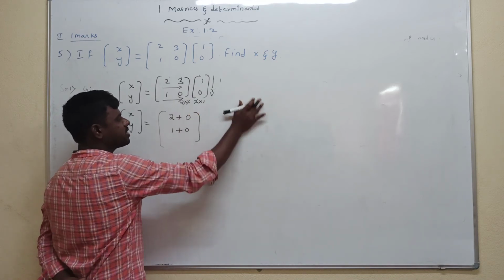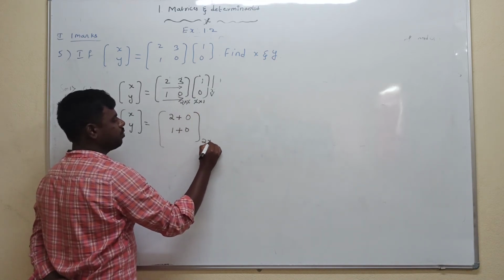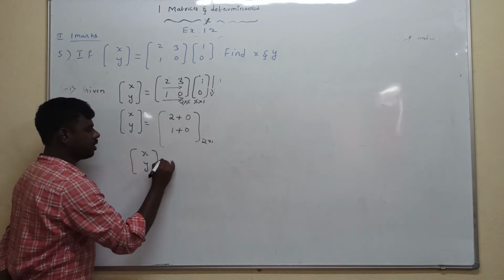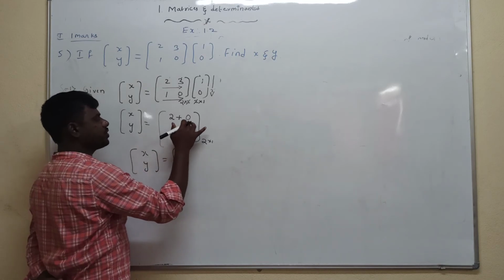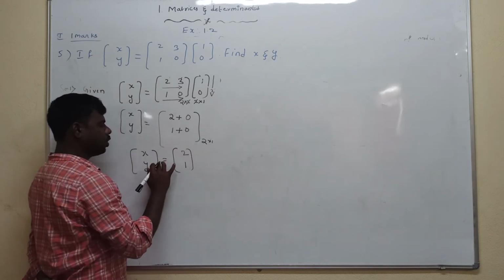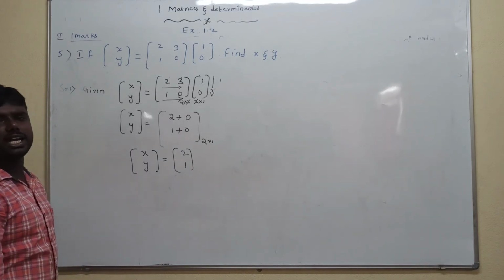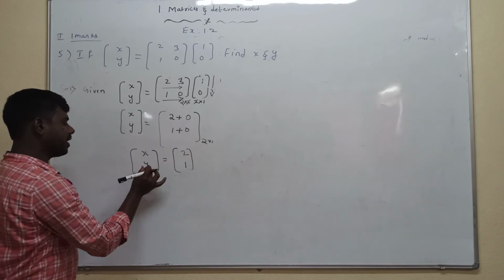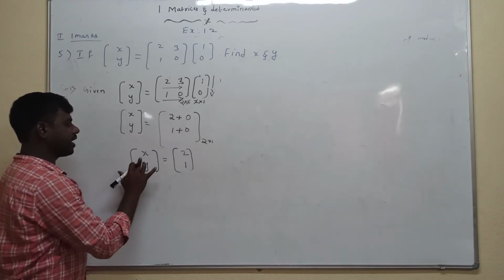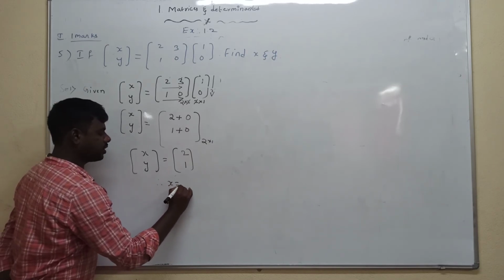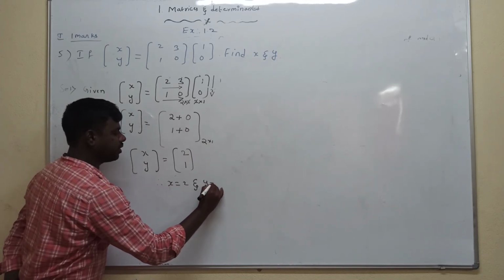So what is the order of the matrix? This one is 2 by 1. [x, y] is equal to [2 plus 0, 1 plus 0], that is [2, 1]. Now those two matrices are equal, so corresponding elements are equal. First element is equal to first element, second element is equal to second. That's why x is equal to 2, y is equal to 1.